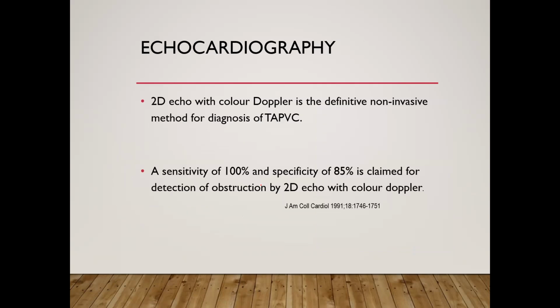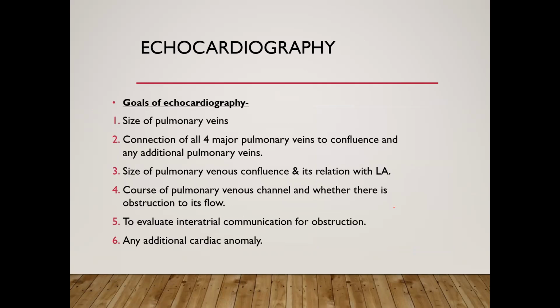Echocardiography: 2D echo with color Doppler is the definitive non-invasive method for diagnosis of TAPVC. A sensitivity of 100% and specificity of 85% is claimed for detection of obstruction by 2D echo with color Doppler. Whenever you are doing 2D echo, these points should be kept in mind while evaluating the disease.